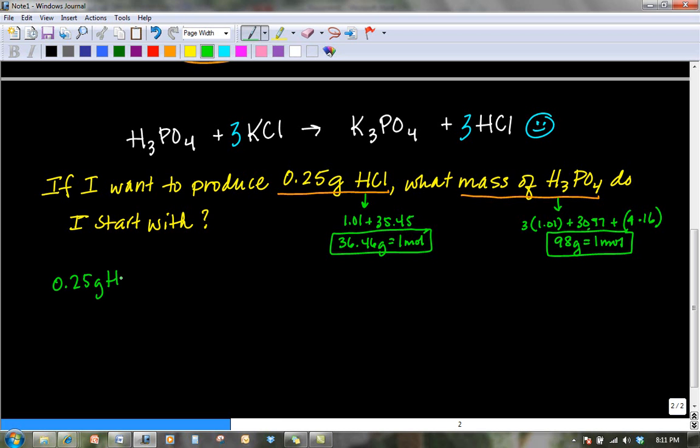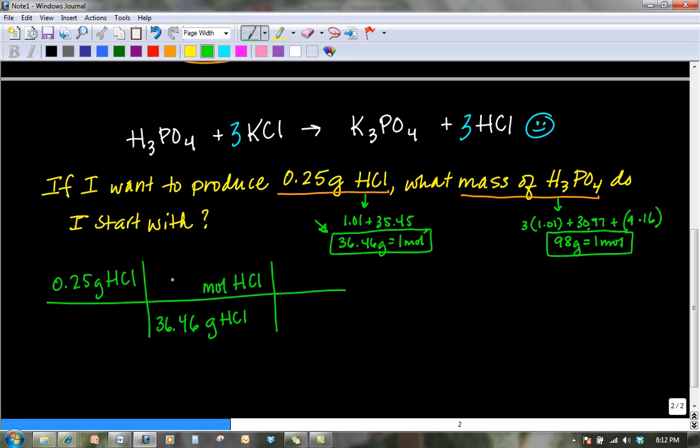0.25 grams of HCl goes there. Denote the unit. We're changing it to moles, so I'm going to put moles of HCl at the top. And I've made this calculation, so I'm going to put 36.46 grams of HCl is equal to 1 mole of HCl. Grams of HCl goes away. Denote the unit: moles of HCl.